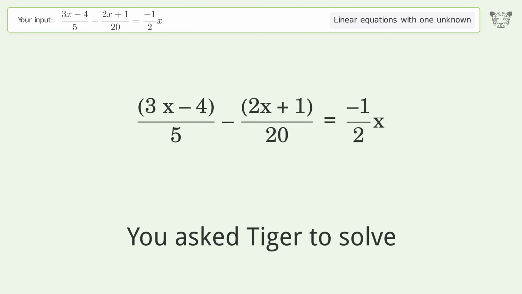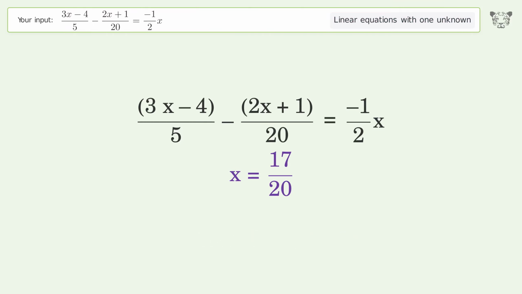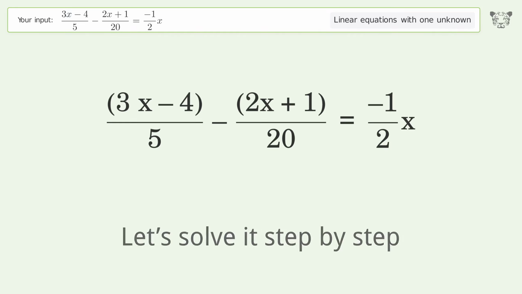You ask Tiger to solve. This deals with linear equations with one unknown. The final result is x equals 17/20. Let's solve it step by step.